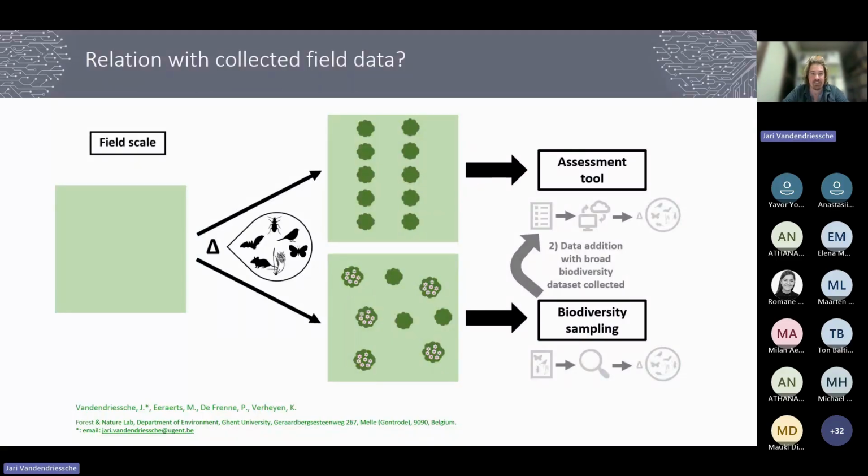How did this relate with the collected field data? We really just added the collected field data in the primary step, so the training step of the tool. And also there for the tool, we really want to make a multi-taxonomic approach so that you can really see the difference, how different taxonomic groups react on agroforestry implementation. So that's also something very important.